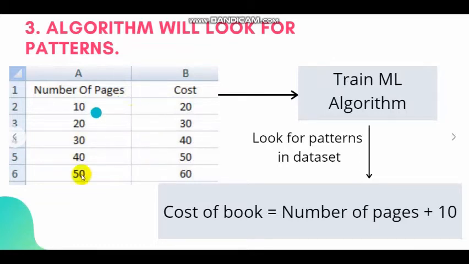So looking at this data set, we can come up with an equation or a pattern, and that is, the cost of book is equal to number of pages plus 10. That is going to be the cost of the book. Just like us, the machine learning algorithm is also going to come up with a pattern, and it will use this pattern to make predictions in the future.